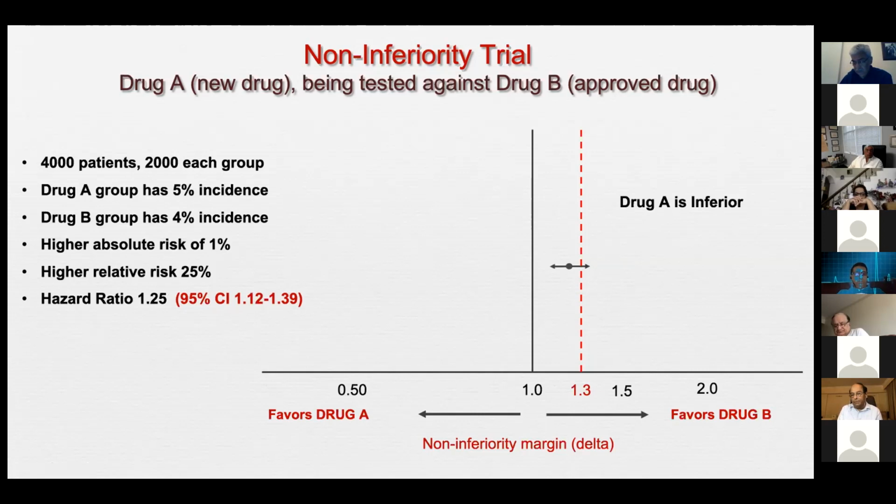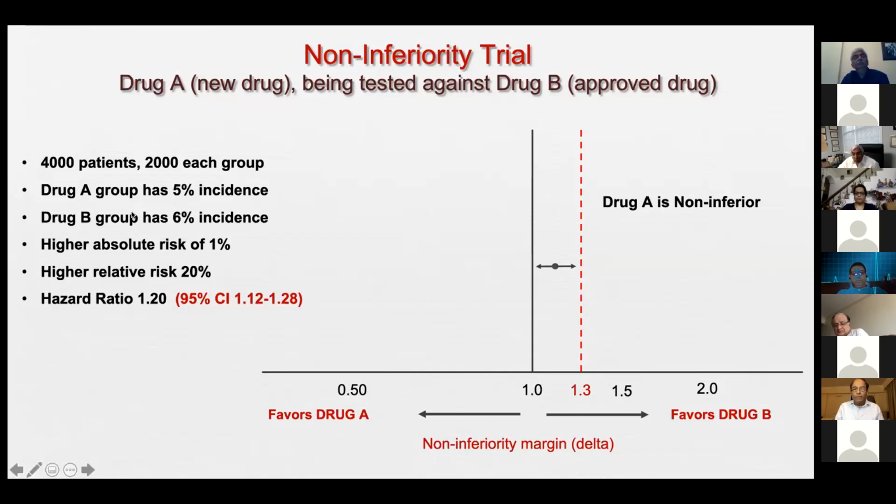But what happens here? Here you find that it is less inferior when we have less difference. For example, drug A has 5% incidence, drug B has 4% incidence, the absolute higher risk is 1%, the relatively higher risk is 25%, and the hazard ratio is 1.25, then this line is touching this line. So still we say that the drug is inferior. As I said, in the confidence interval, we have the point estimate, a lower bound, and an upper bound. So in a non-inferiority study, the upper bound has to come within this line for the drug to be called non-inferior.